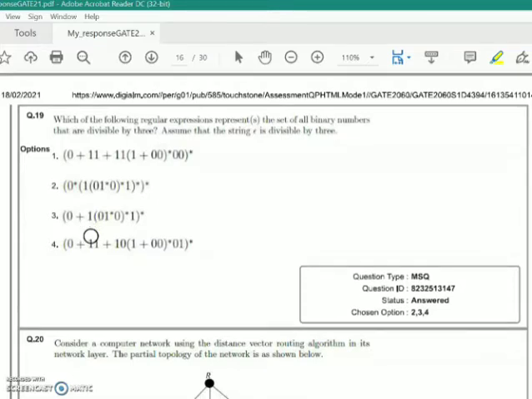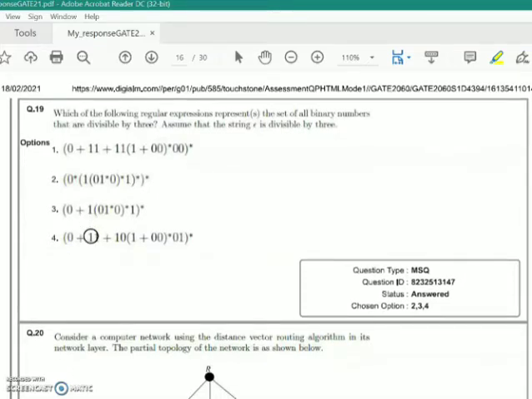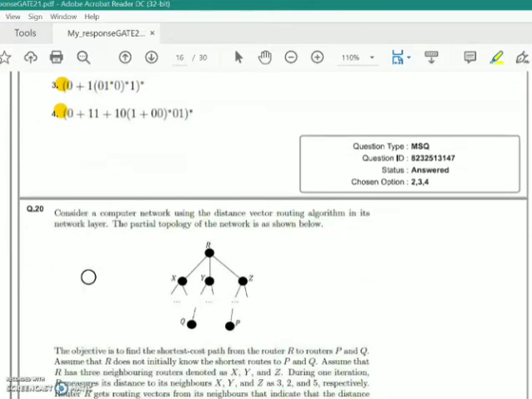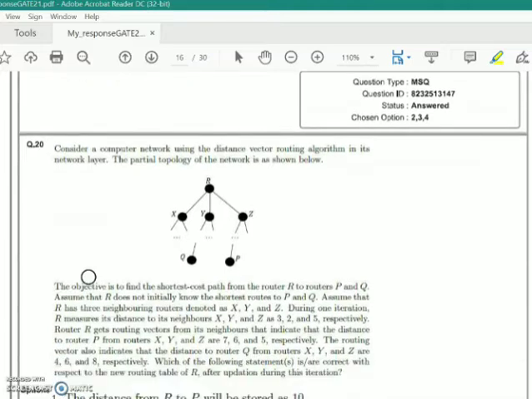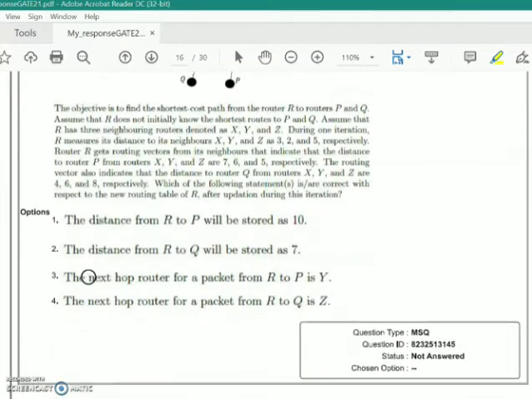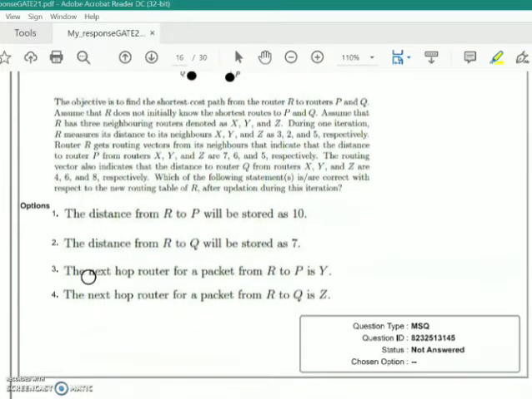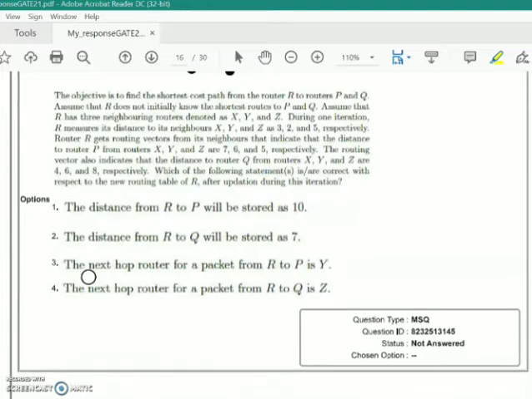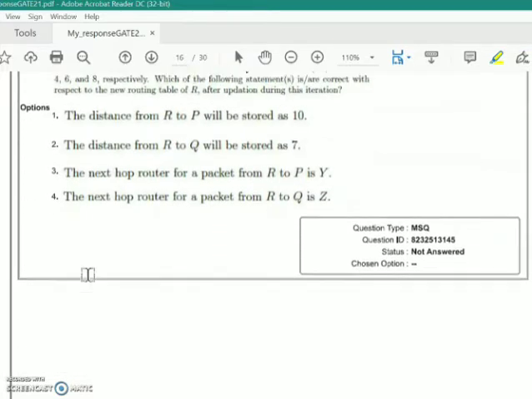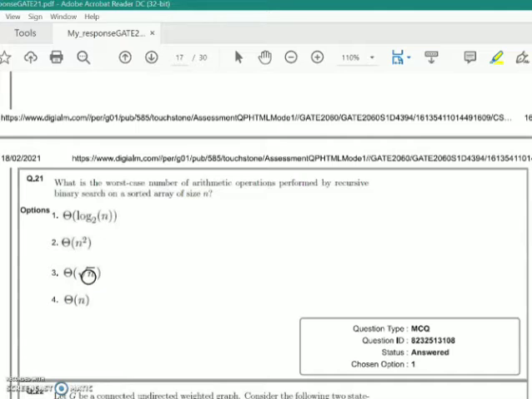Question number 19. 2, 3 and 4 are divisible by 3. When we solve expression 1, it is not always divisible by 3. Question number 20. Distance from R to P, R to Q, 10 or 7. Next hop router, or next R to P, and different options.